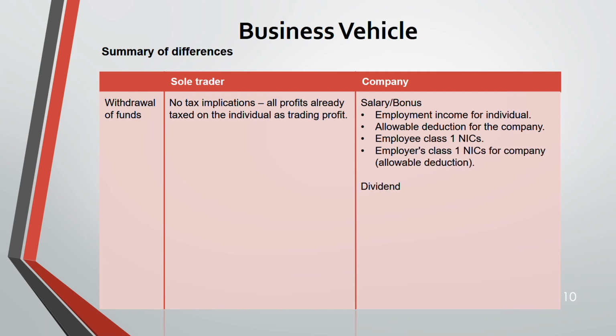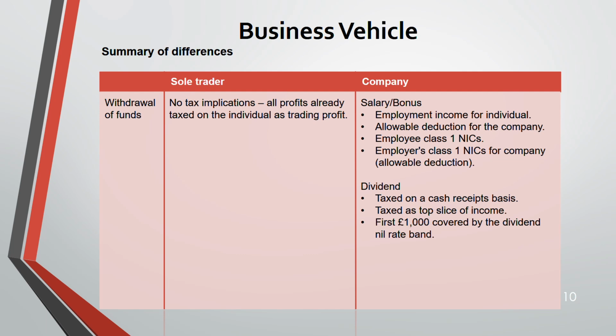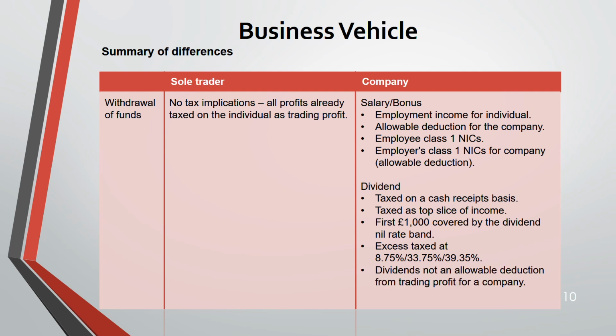And if it's a dividend, you are taxed on a cash receipt basis. It is taxed at the dividend rates. The first 1000 is covered by the dividend allowance. Excess taxed at 8.75, 33.75, 39.35. All this is covered in your income tax. This is just a revision. We are bringing forward whatever we have learned before. Dividend is not an allowable deduction from trading profit for a company.